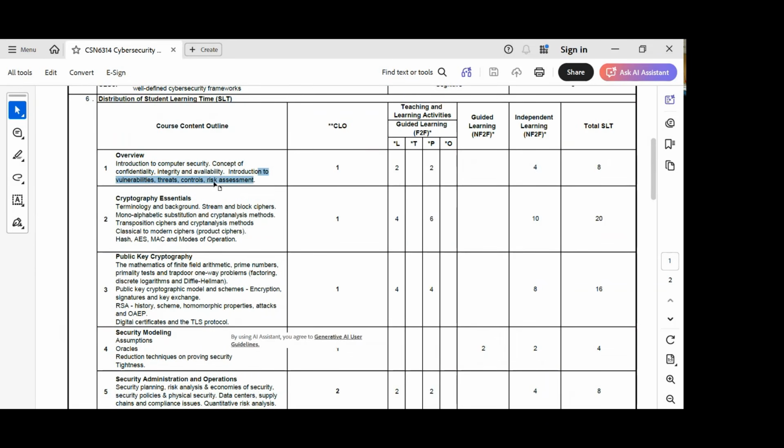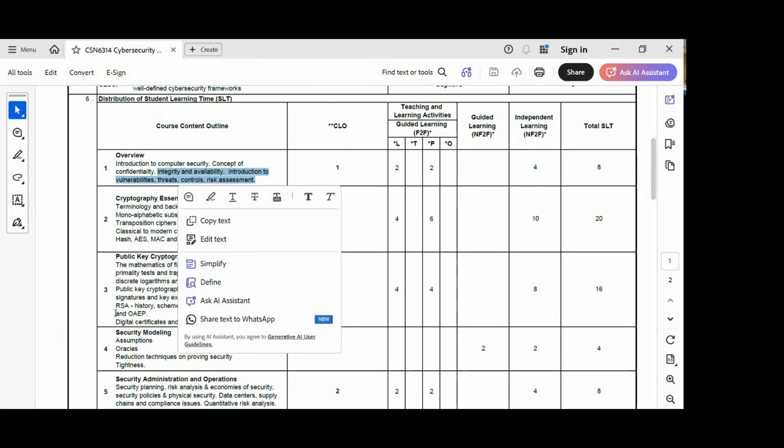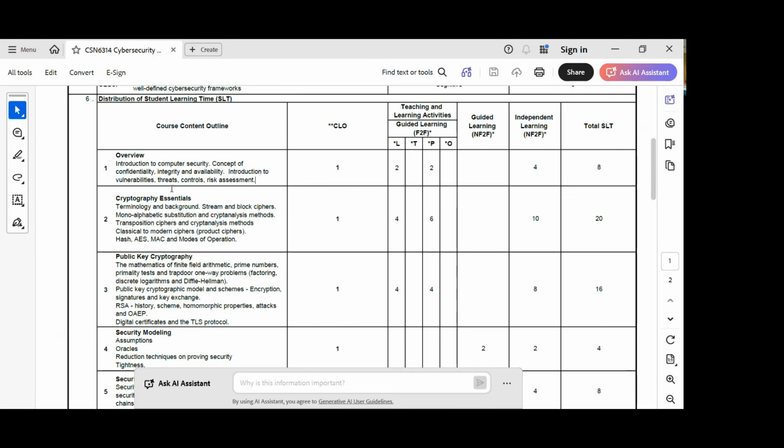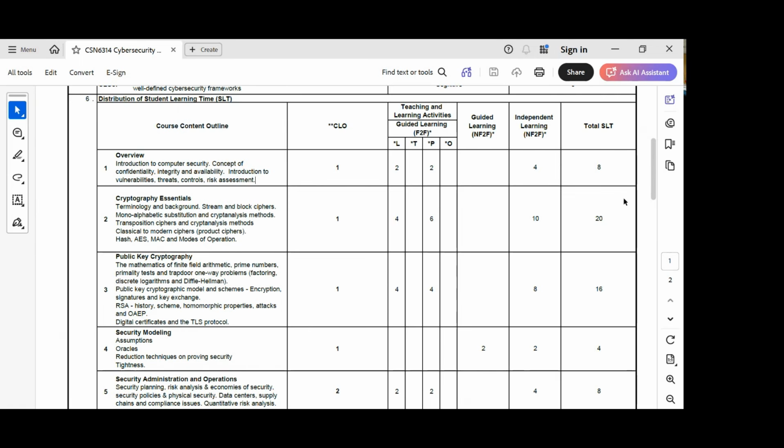So we don't have any questions about the control risk assessment, because later we will go into detail. Each of these will come with the risk assessment trends.